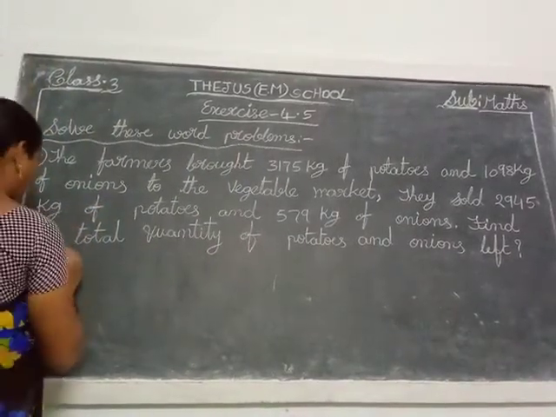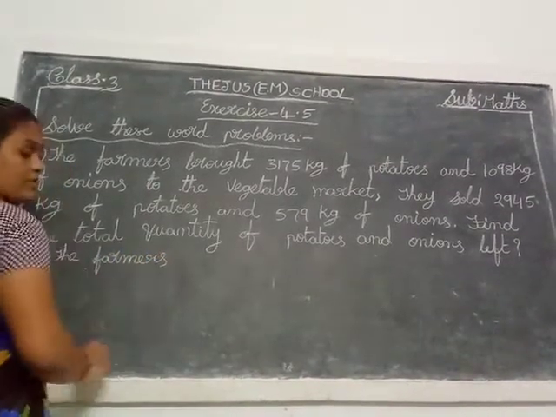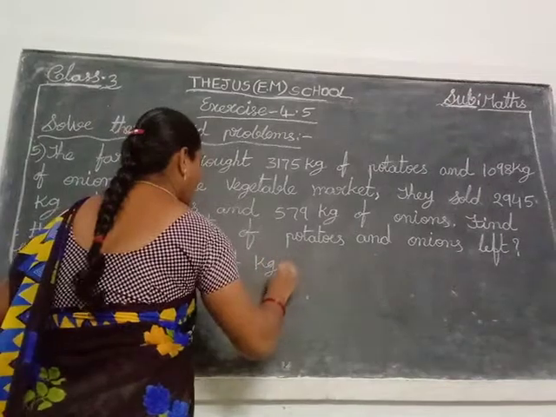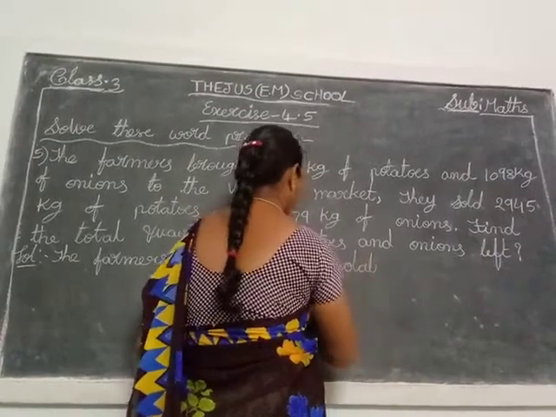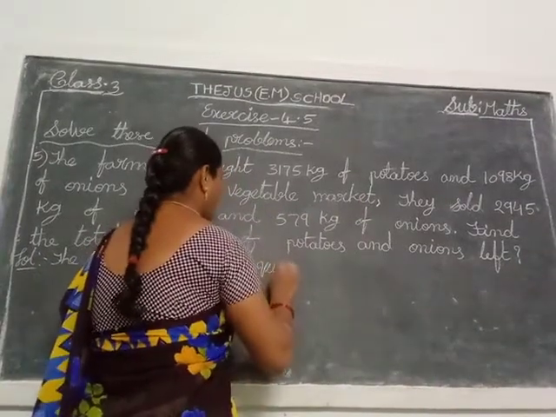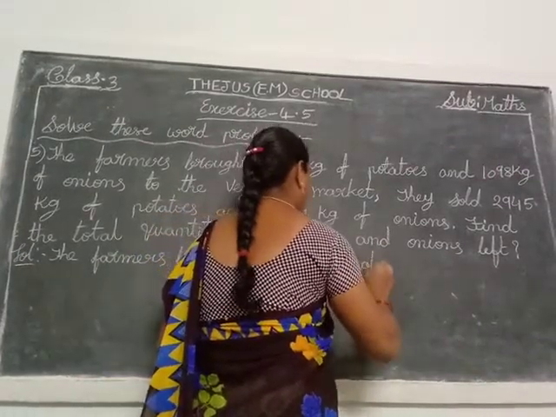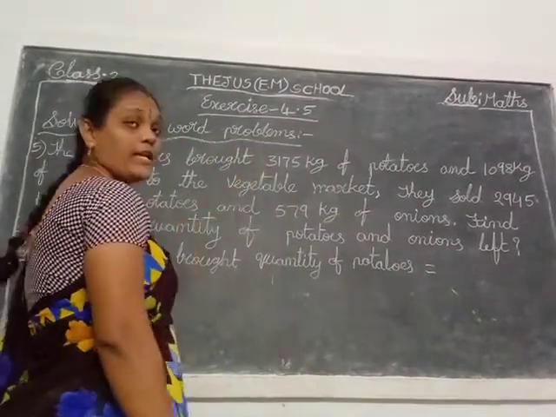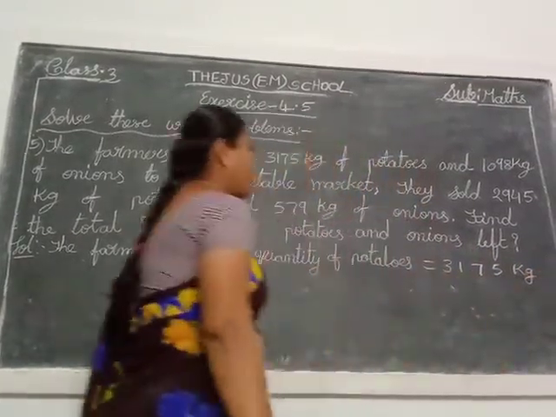First you write the farmers brought kgs of potatoes. Quantity of potatoes. How many kgs? 3,175 kgs potatoes. Mention the kgs also.